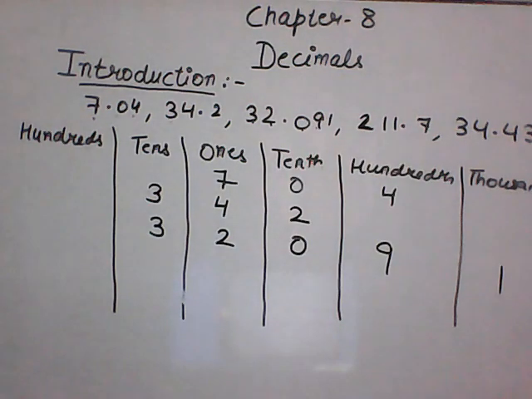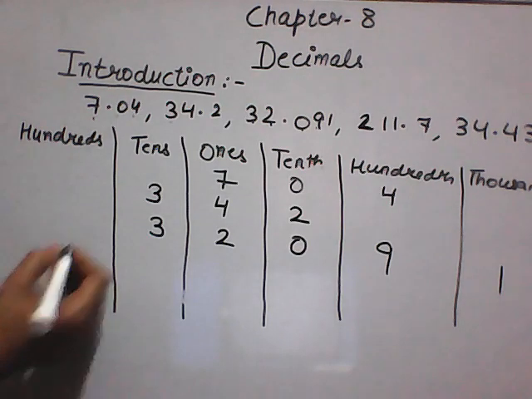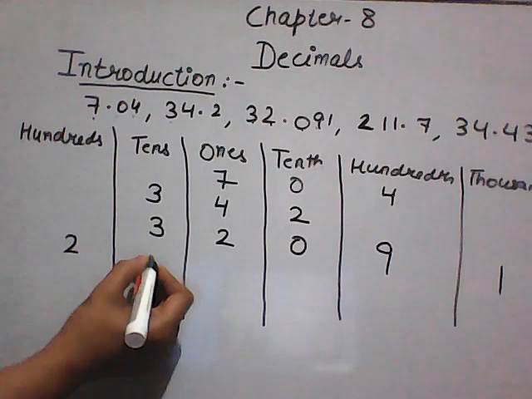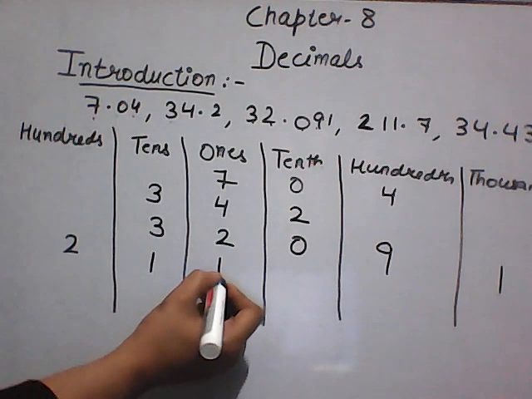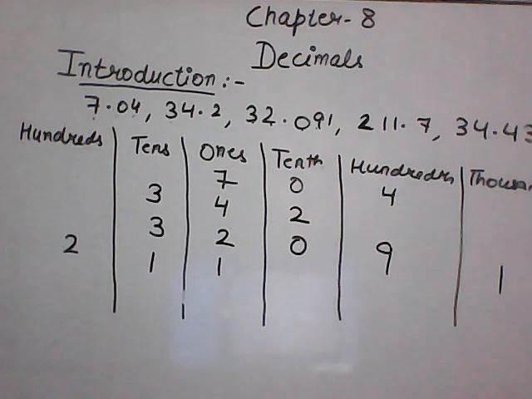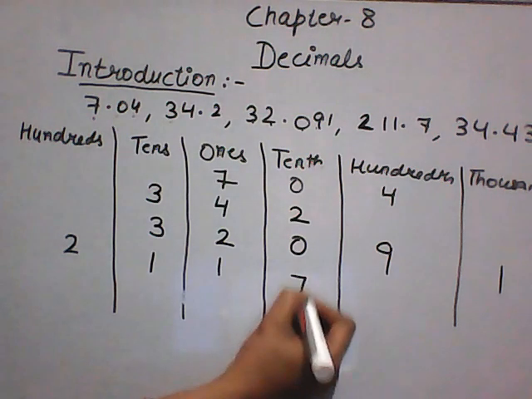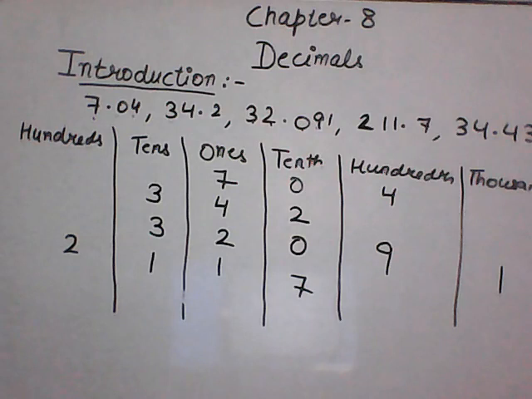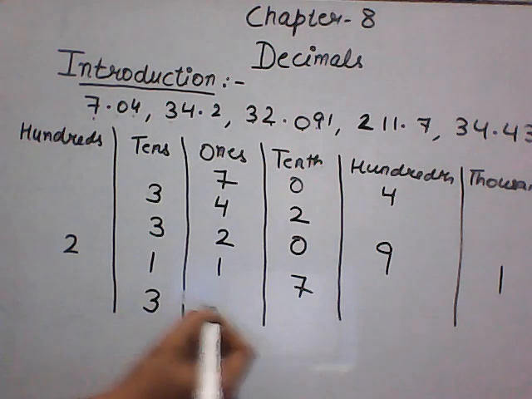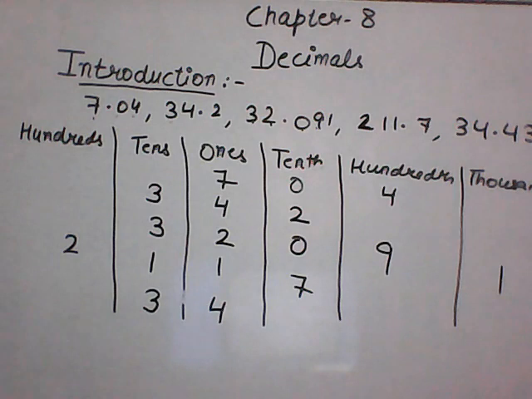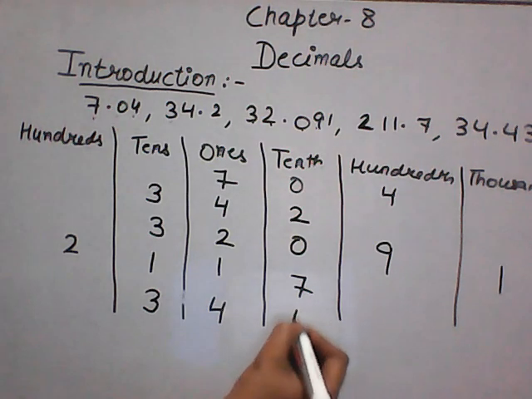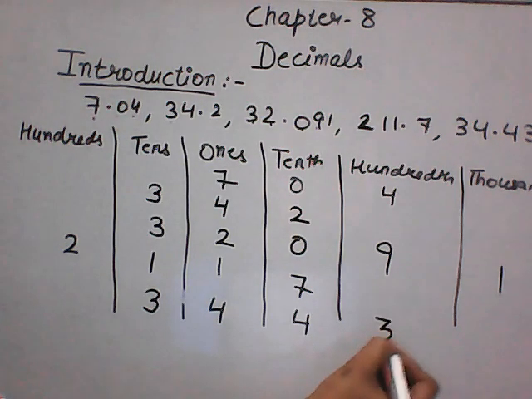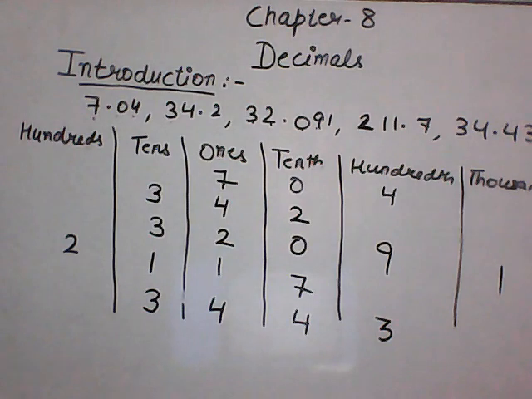Next decimal, 211.7. 2 is at the hundreds place, 1 is at the tens place, 1 is at the ones place. After the decimal point, 7 is at the tenth place. Now 34.43. 3 is the tens place, 4 is the ones place. After the decimal point, 4 is the tenth place and 3 is the hundredth place. In this way you can make a place value chart of the decimals. Thank you.